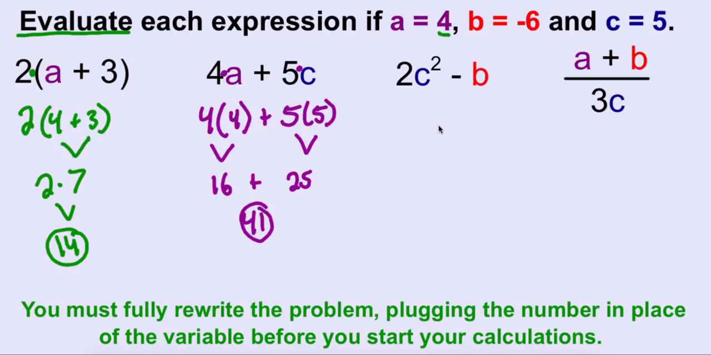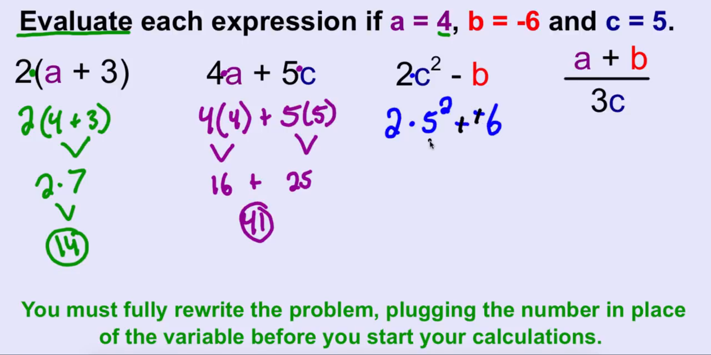This next one, I threw in to be a little tricky. Notice the exponent is on the c, so c is what is being squared, and then we're going to multiply it times 2. So this is going to be 2 times 5 squared minus b. b is -6, so minus -6. A little alarm should go off in your head. Anytime you see subtracting a negative, change it to adding the opposite.